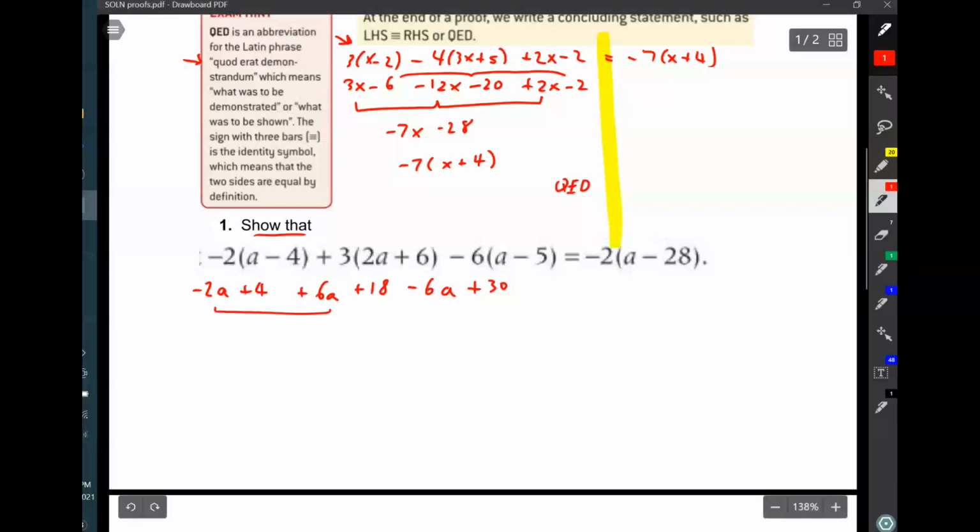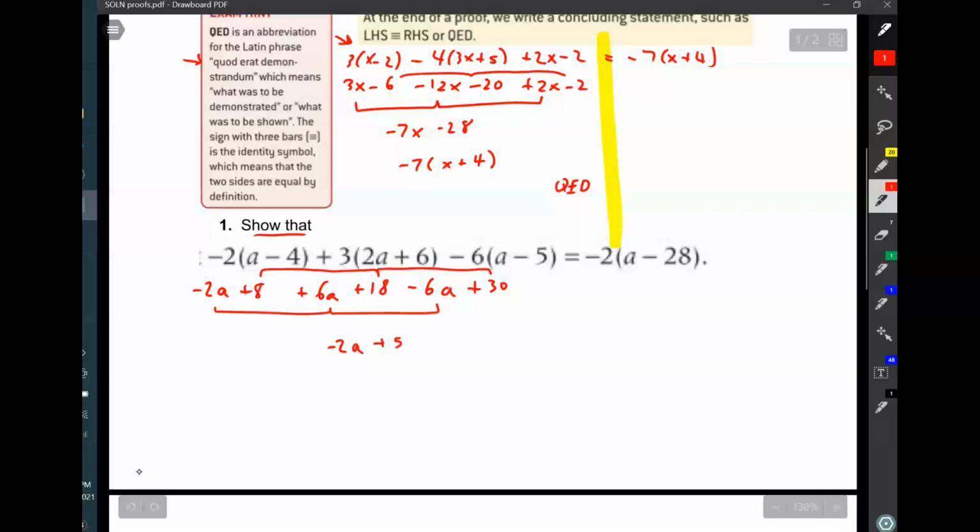So let's combine our variable terms. Negative 2a plus 6a minus 6a gives us negative 2a. Combine our constant terms: 4 plus 18 plus 30 gives us 52. Is it 52? 4 plus 18 plus 30. Oh, I'm sorry, the first term should be 8. It should be 8. Sorry about that.